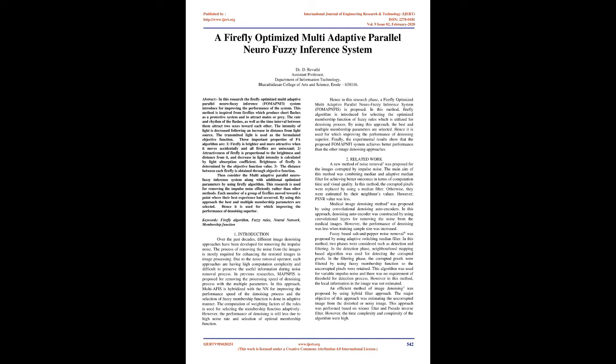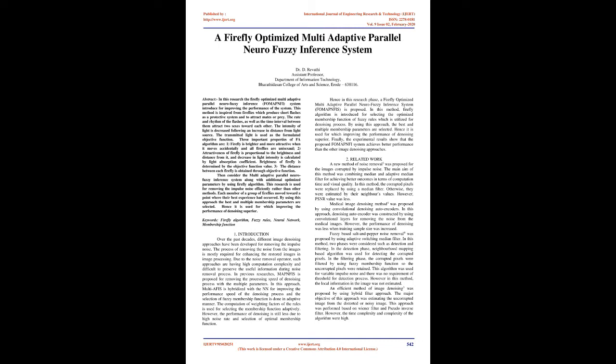Hence in this research phase, a Firefly-optimized multi-adaptive parallel neuro-fuzzy inference system, FOMAPNFI, is proposed. In this method, the Firefly algorithm is introduced for selecting the optimized membership function of fuzzy rules, which is utilized for the denoising process. By using this approach, the best and multiple membership parameters are selected. Hence it is used for improving the performance of denoising. Finally, the experimental results show that the proposed FOMAPNFI system achieves better performance than the other image denoising approaches.